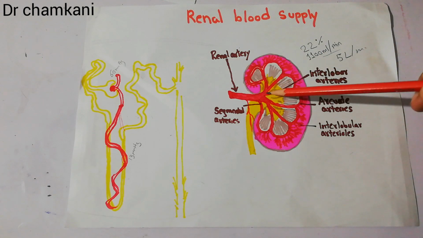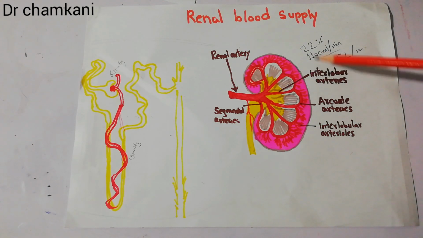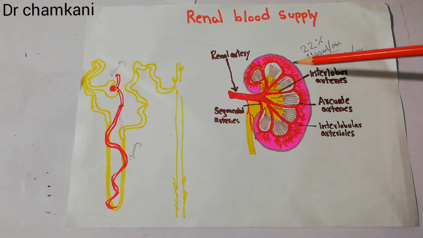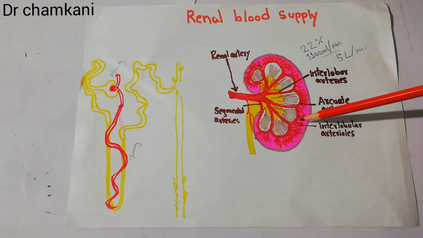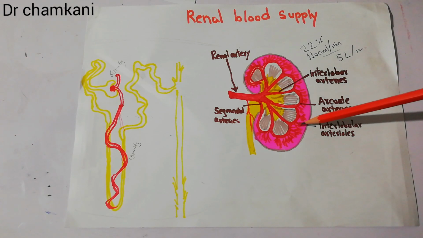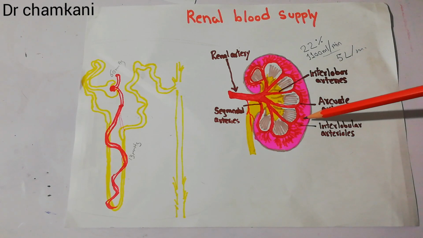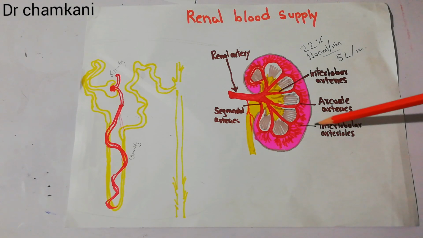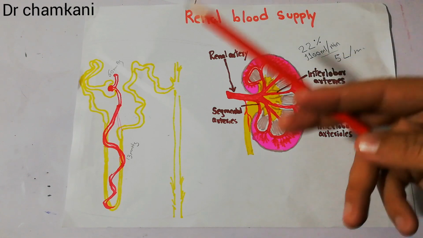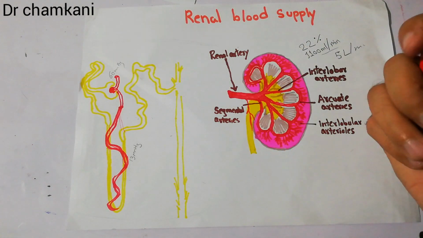Initially the renal artery, then the interlobar arteries, then the arcuate arteries. These are the arcuate arteries. They are forming arc-shaped structures. And finally, the interlobular arteries. These interlobular arteries, at the level of nephrons, branch into the afferent arteriole.